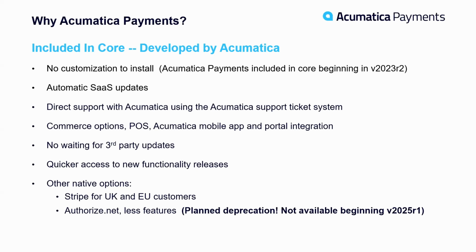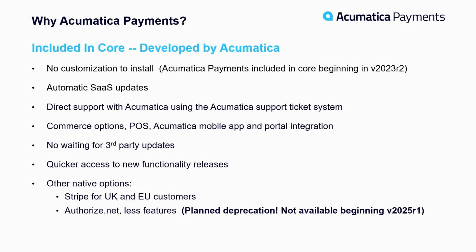No waiting for third-party updates. So there are third-party payments companies that you can utilize. However, they are dependent on new updates and versions that come out, so you potentially could have to wait for those. You have access to new functionality and releases as Acumatica releases them. Surcharging, for example, is something that has been in development for a while and then pushed out as a new functionality release. So you get access to those as soon as they're available.